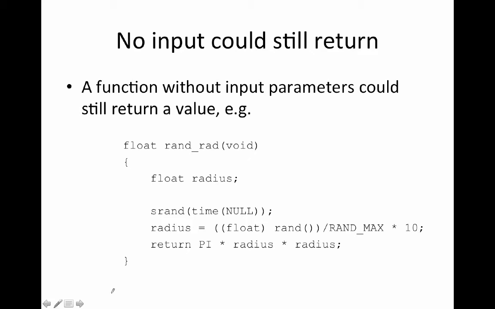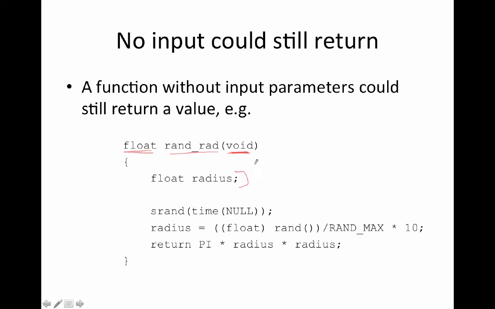We can also have a function without input parameters, but the function still returns something. So here's an example of a function that is a float function. It returns a float. The name of it is rand. So what it's doing is it's going to return an area of a circle that has a random radius. And it's void. We're not passing anything to the function. So instead of parameter declarations here, we have the word void. So again, the type of the function is float. This is a float function, but we don't have any input parameters.